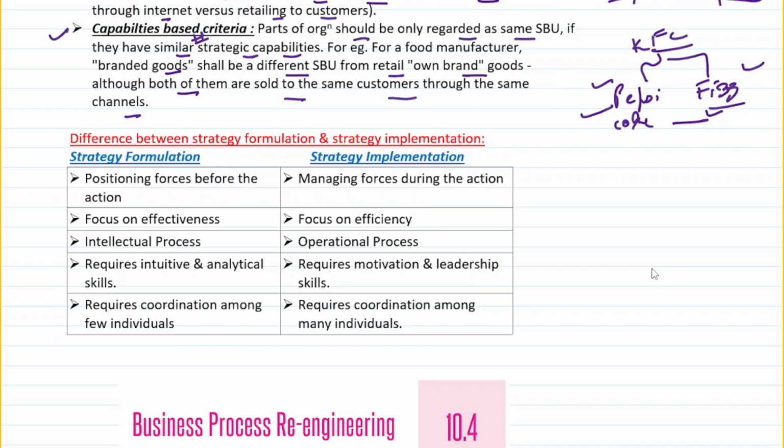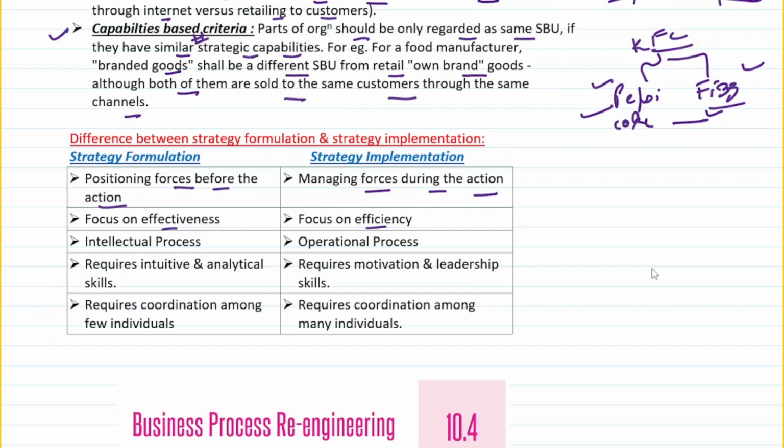First of all, when we talk about formulation, it positions forces before the action. All the forces of strategy formulation are positioned before the action is taken, whereas in implementation, we manage the forces during the action. So this is before and this is during, fine. It focuses on effectiveness, whereas strategy implementation focuses on efficiency.